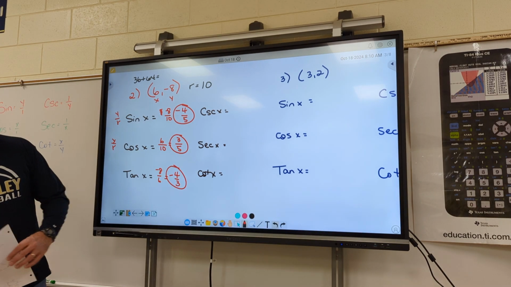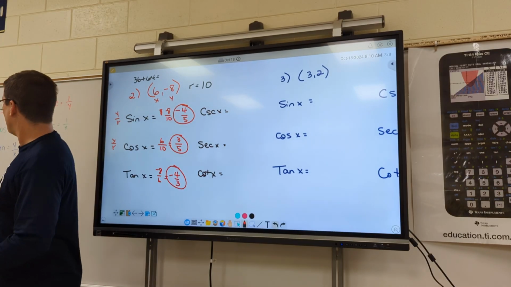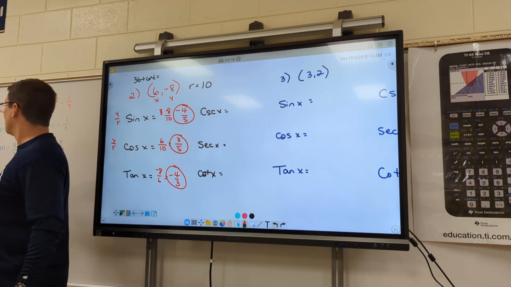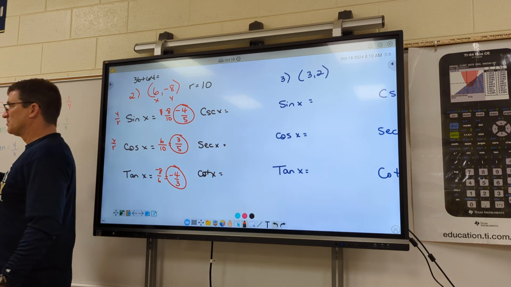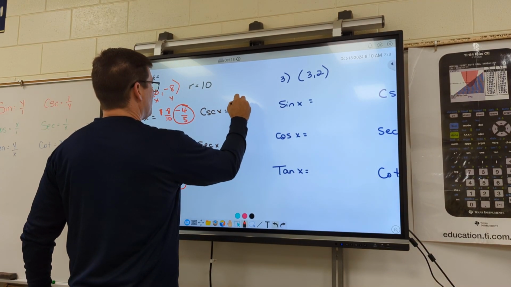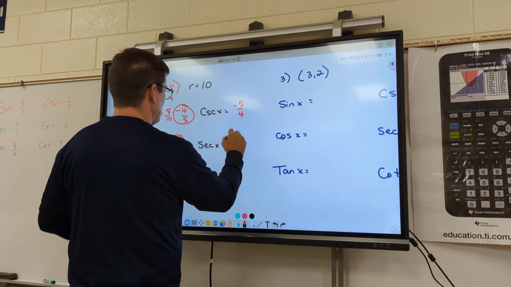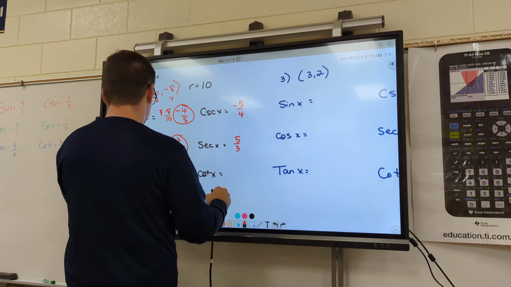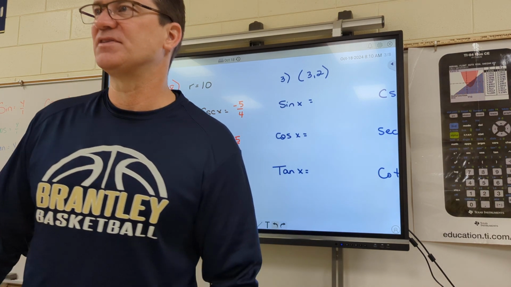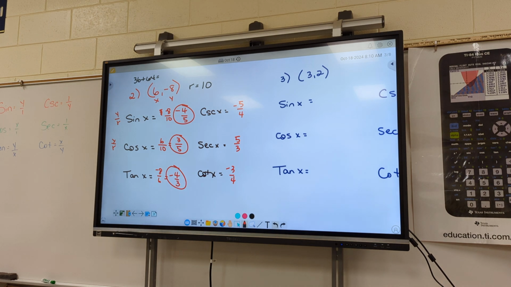All right, so remember for the right column, since all of these are just reciprocals of each other, we can just flip it. So negative 4 over 5, I flip it, it's negative 5 over 4. I flip it, that's 5 over 3. I flip it, that's negative 3 over 4. Notice how I'm keeping the negative in the top of the fraction. All right, so that's an easy one. 1 was a hard one, 2 was easy.